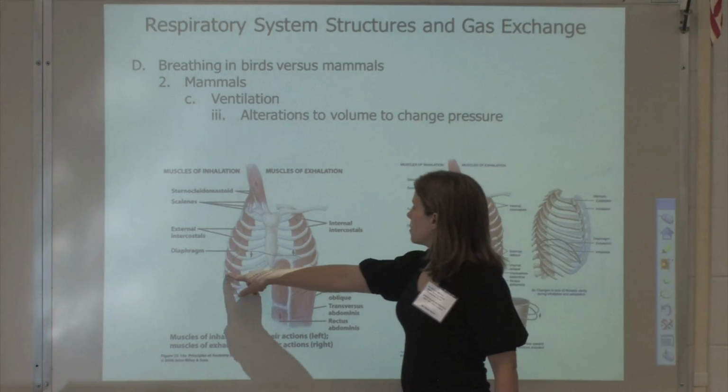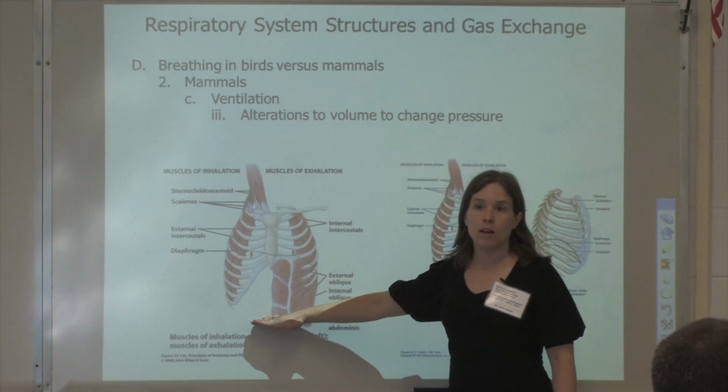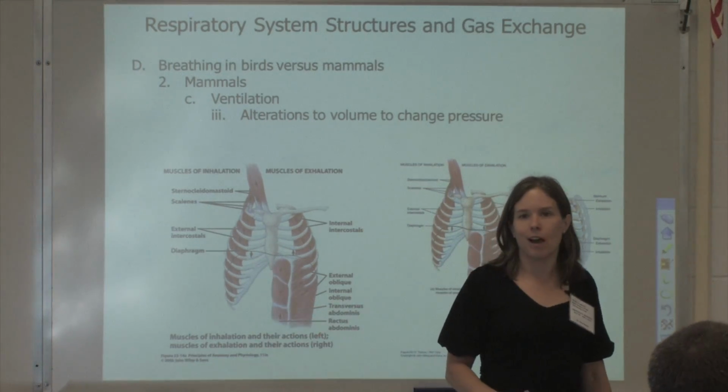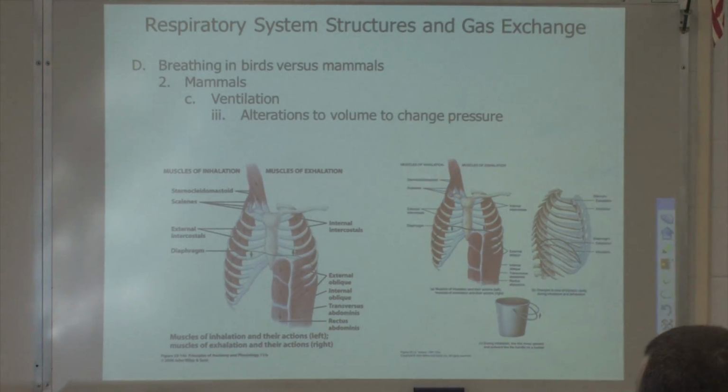Also, your diaphragm is this dome-shaped muscle. When it contracts, it flattens. That also increases the volume of the thoracic cavity. I don't believe you can feel that when you put your hands over your thorax. Okay? So by these two muscles contracting, the volume of the thoracic cavity increases. And with an increase in volume, we have a drop in pressure. Okay? Pressure drops, and air moves from the outside into your lungs. So that's an active process.